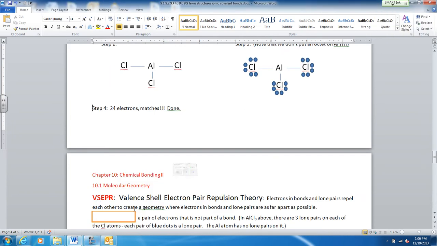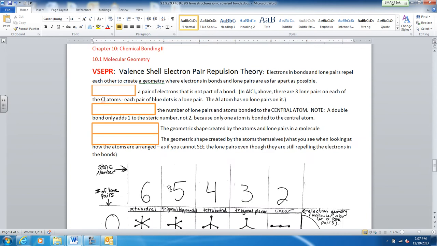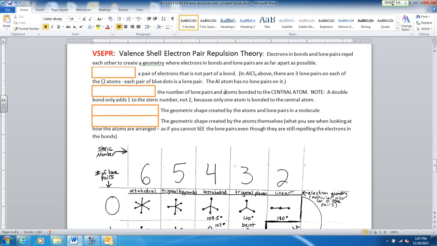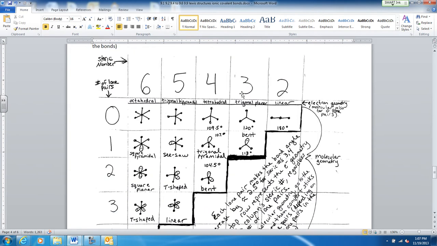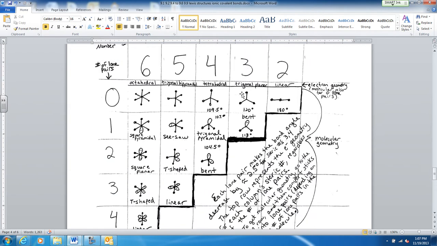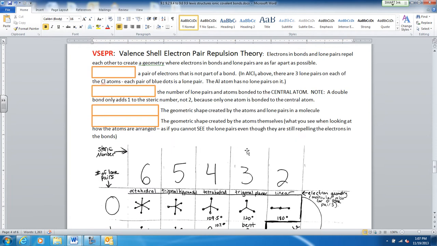Okay, moving on. Chemical bonding, molecular geometry. This is very important. It's called valence shell electron pair repulsion theory, VSEPR theory. It says that electrons in the bonds and the lone pairs repel each other to create a physical three-dimensional geometry where electrons in bonds and lone pairs are as far apart as possible from each other. This is a table of what the geometries will look like and their names.